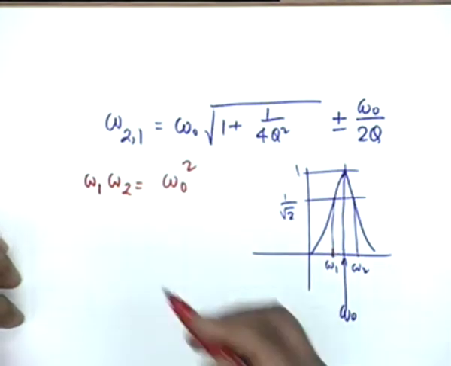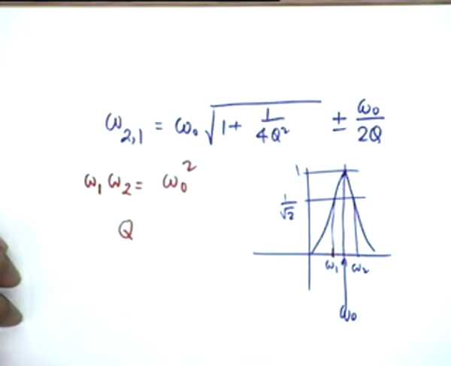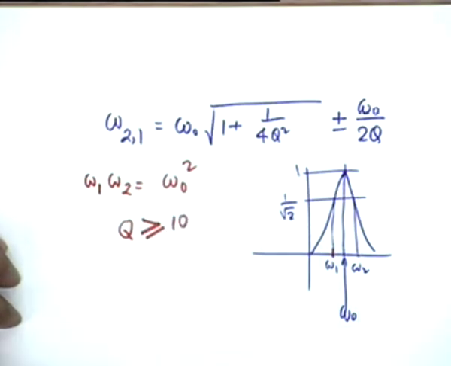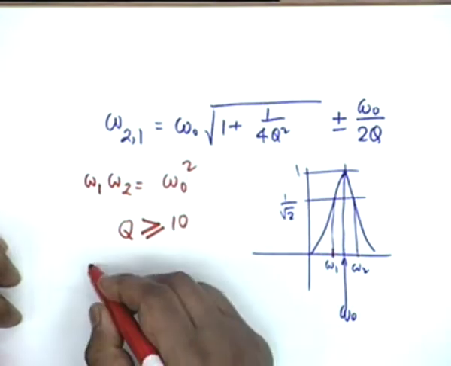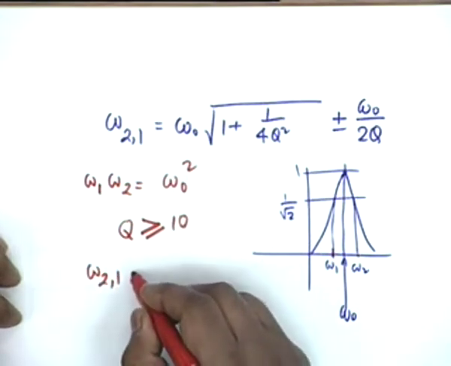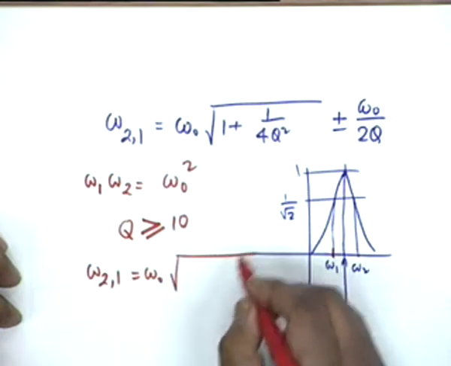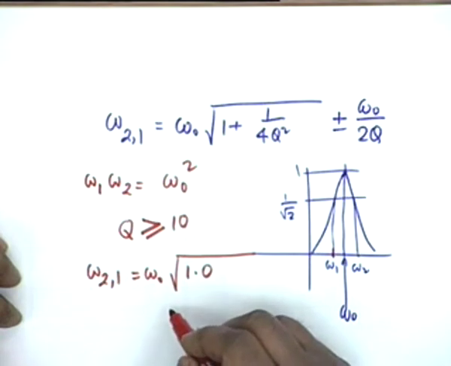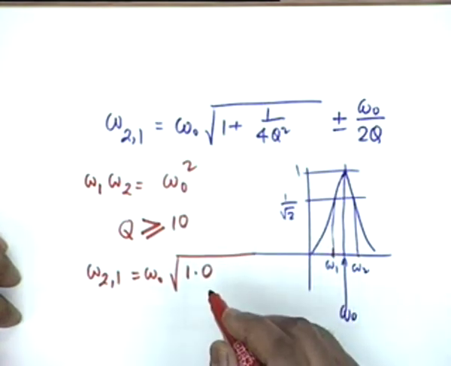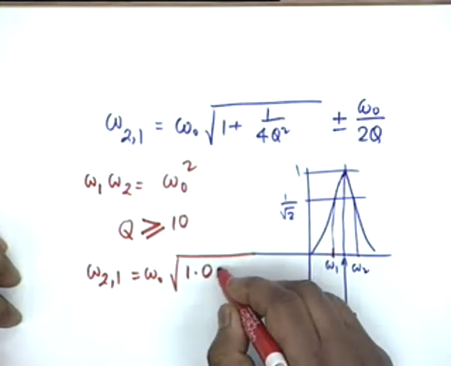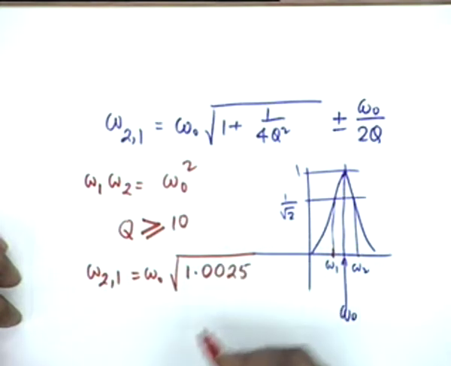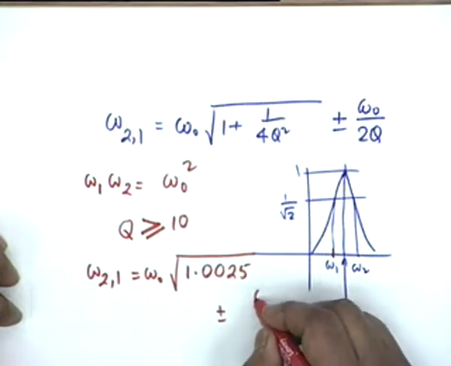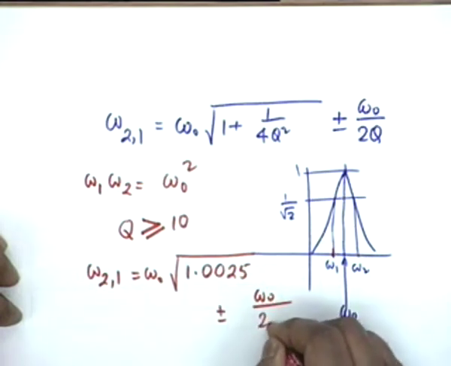All right. However, if Q is large, suppose Q is greater than or equal to 10, let's say, then omega 2 and omega 1 would be equal to omega 0 times the square root of 1 plus 1 over 400, so 0.0025. Is that clear? Plus minus omega 0 divided by 20.